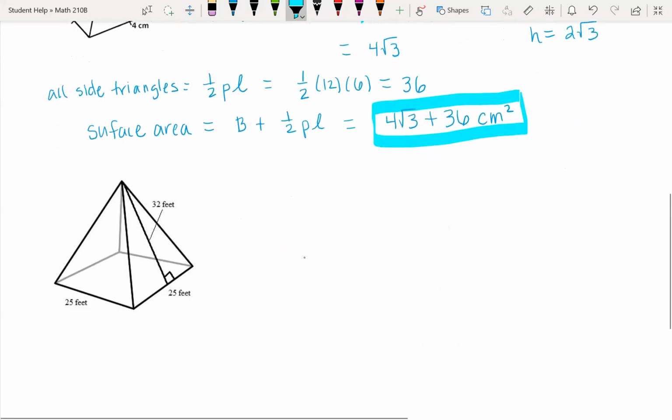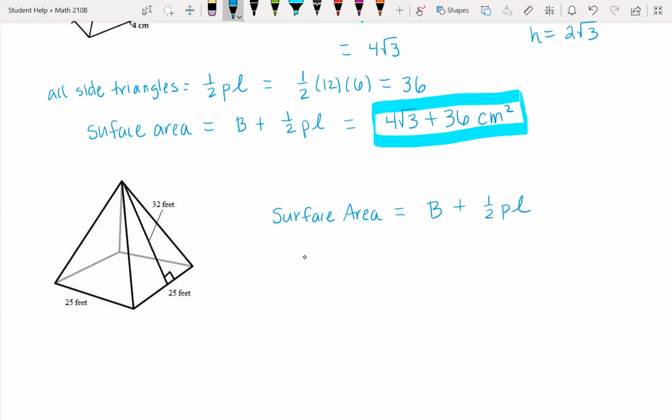The next example is a square prism, but we're going to follow the same process. We're going to find the surface area by finding the area of the base shape and then taking 1/2 the perimeter times the slant height for all of the sides. There are 4 side triangles together. The area of the base is 25 times 25, right? So 25 squared. The perimeter of the shape is going to be 25 4 times going around the base, so that'll be 100. And then the slant height is 32.